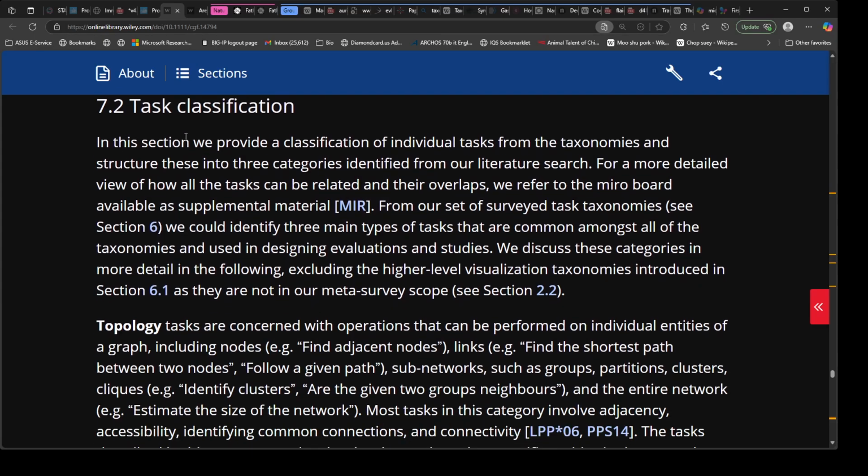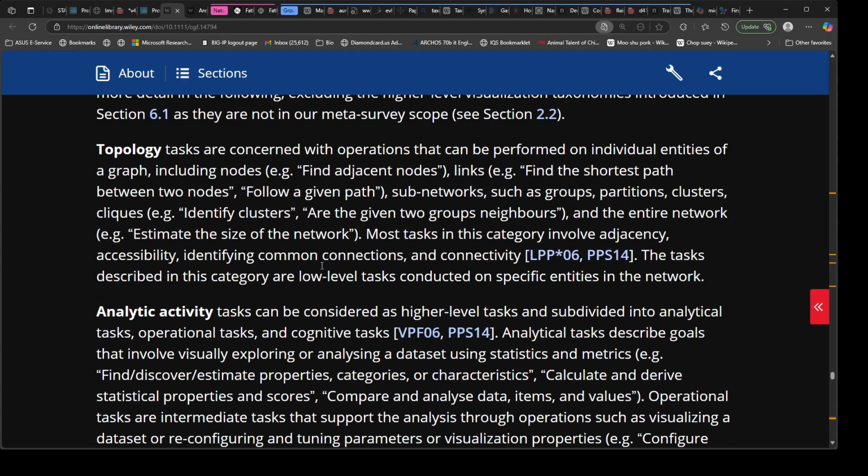7.2 Task Classification. In this section we provide a classification of individual tasks from the taxonomies and structure these into 3 categories identified from our literature search. For a more detailed view of how all the tasks can be related and their overlaps, we refer to the Miro board available as supplemental material, MIR. From our set of surveyed task taxonomies, see section 6, we could identify 3 main types of tasks that are common amongst all of the taxonomies and used in designing evaluations and studies. We discuss these categories in more detail in the following, excluding the higher-level visualization taxonomies introduced in section 6.1 as they are not in our meta-survey scope, see section 2.2.